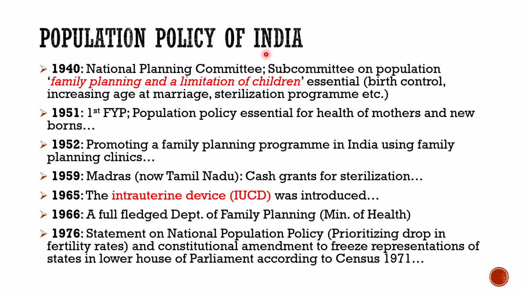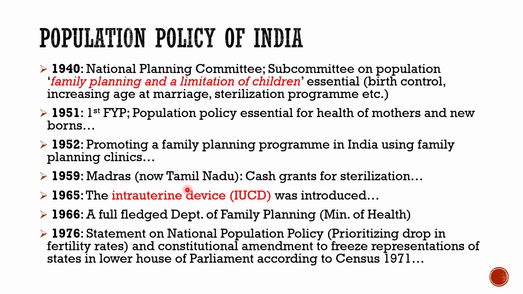Now, the population policy of India, starting from 1940 to the present day. In 1940, the National Planning Committee constituted a subcommittee on population, and we find family planning and limitation of children essential. And for a particular purpose, we thought about birth control, increasing age at marriage, and sterilization programs, etc. In the first five year plan draft in 1951, we knew that the population policy is very essential for the health of mothers and newborns. We acknowledged that, and in 1952 we promoted a family planning program in India using family planning clinics.